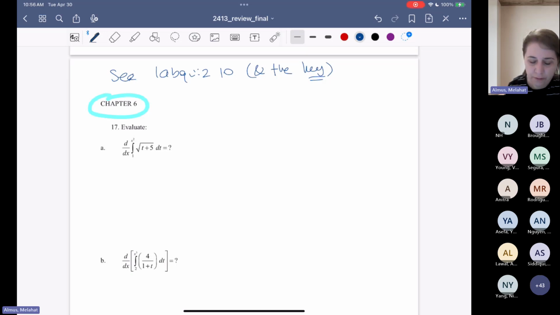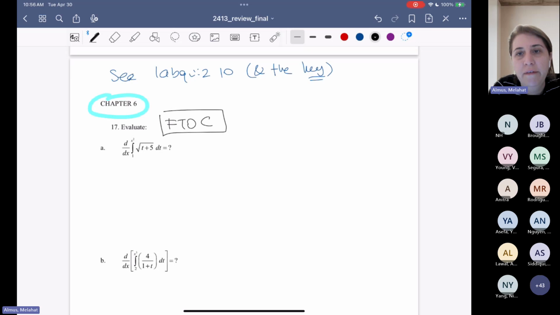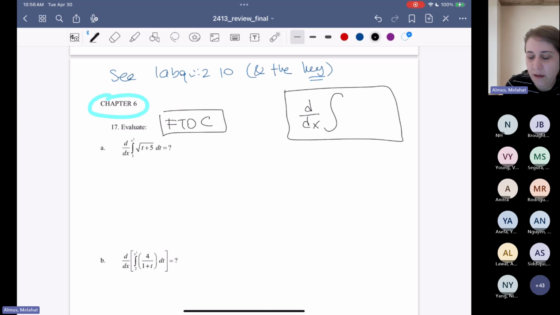All right, the first skill is about the fundamental theorem of calculus. If you want to take the derivative of an integral function, there is a shortcut, and these problems that say d by dx and then an integral sign next to it are about that shortcut. We want you to use that shortcut. There is an integrand here. So this is about that skill.